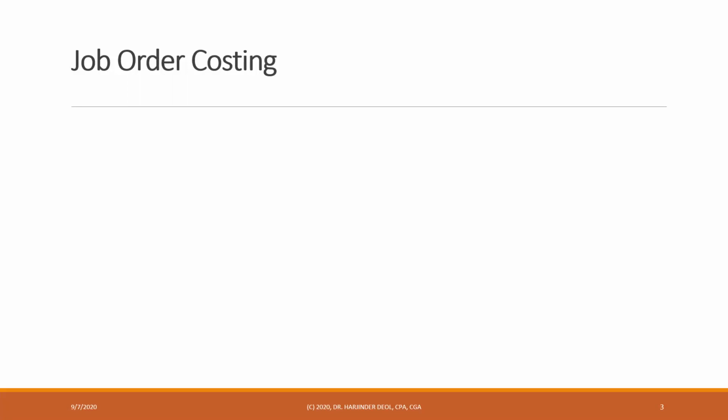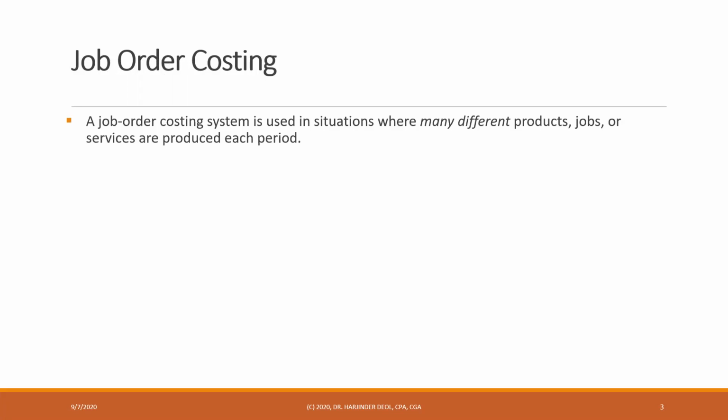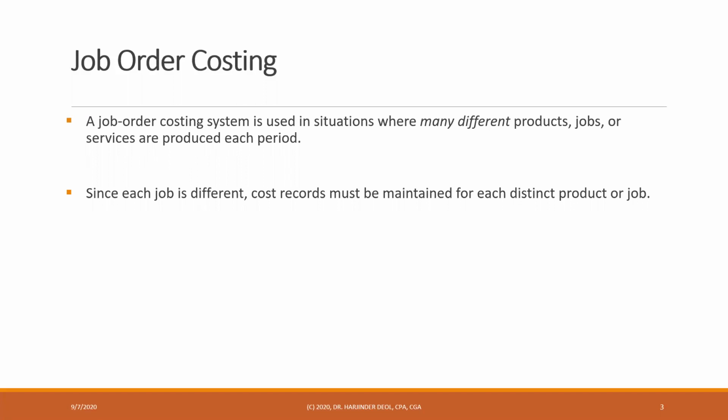Job order costing is a system that's used in situations where the products manufactured are not homogeneous. So if you have different products or jobs or even services provided or produced in a period of time, you would end up using a job order costing system. And the rationale is that because each job is different, the cost records for each distinct job or product need to be maintained.